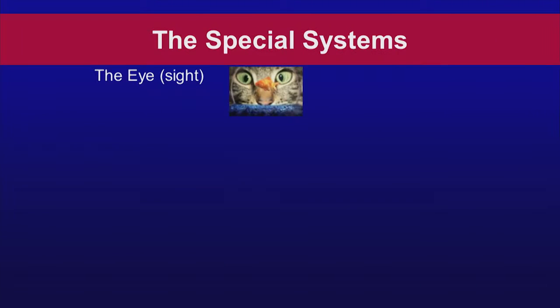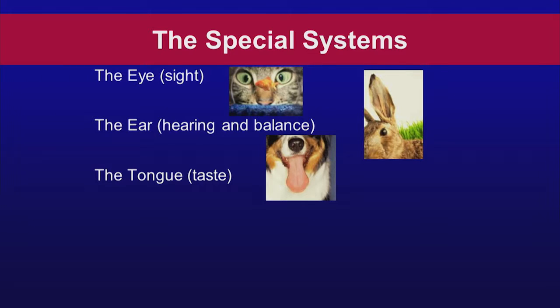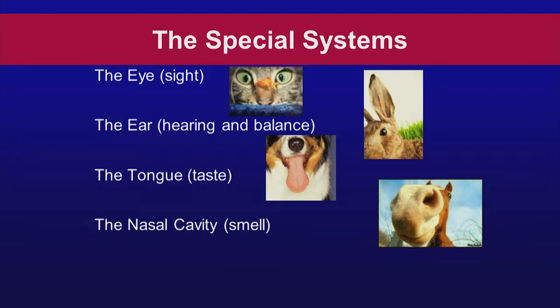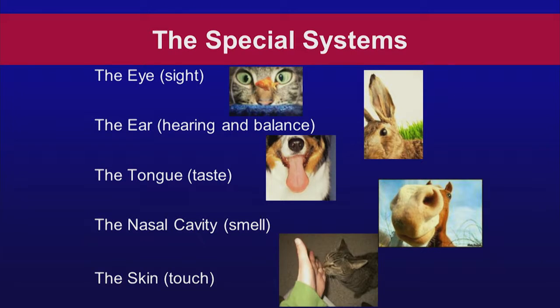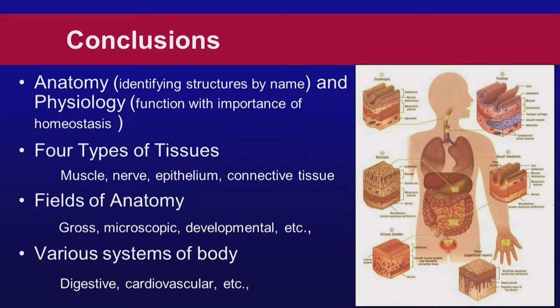There's the endocrine system. We don't have time to talk about that too much. But also there's special senses. We've got sight. We've got hearing, and also balance is what our ear does. Taste. We have the nasal cavity for smelling things, right? And then also touch. Here's a kitty cat licking someone's hand. These are my horses and dog, as we can see.